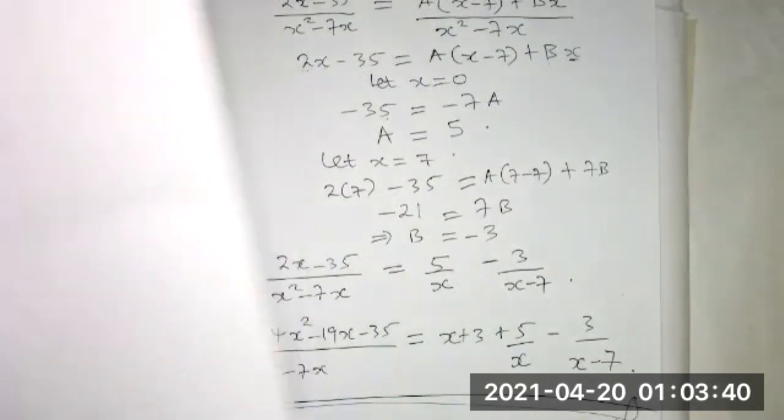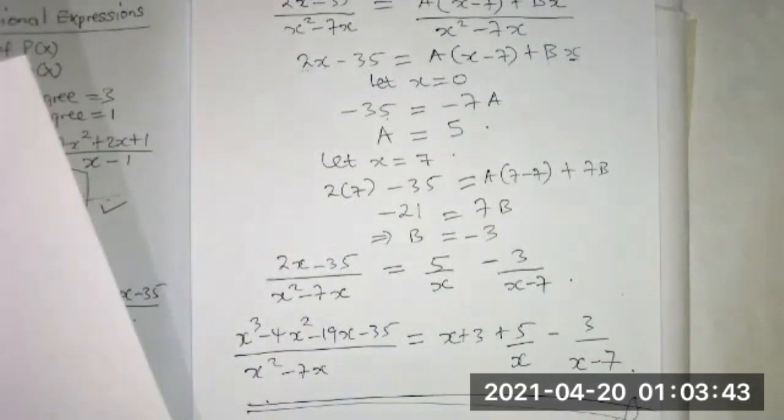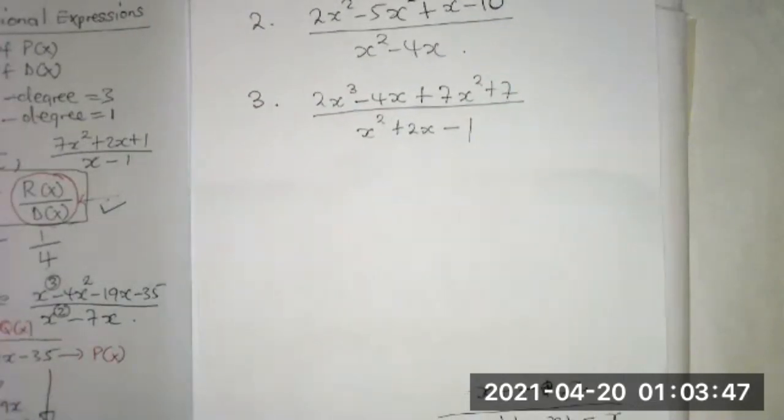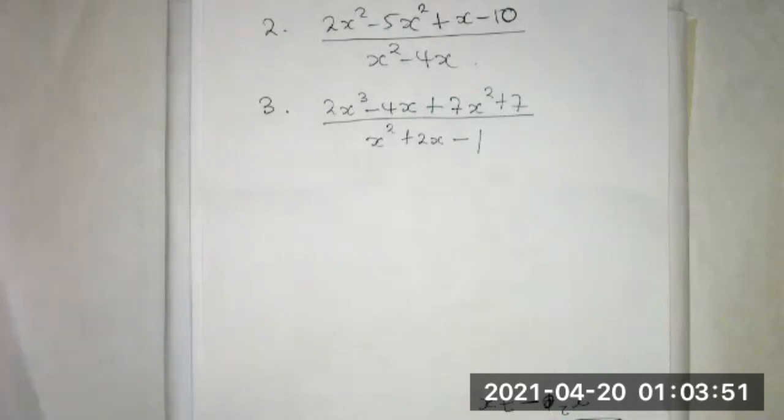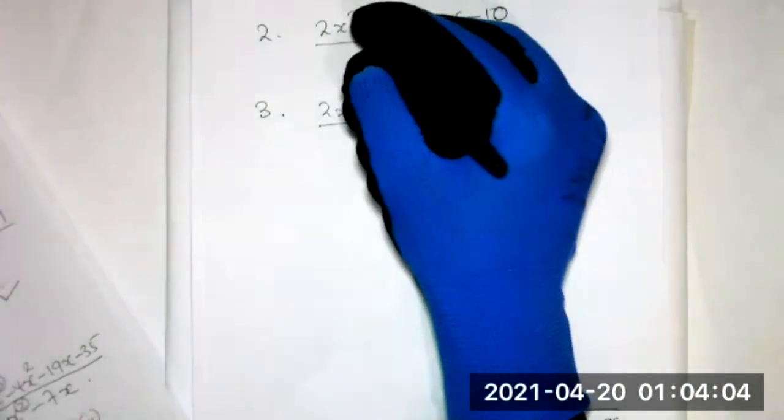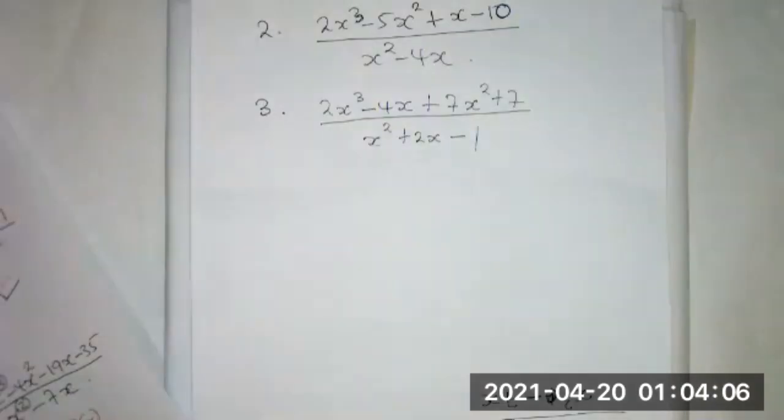Now, just for practice, I would request you to write down number 2, which is also asking you to partialize. That is 2x cubed minus 5x squared plus x minus 10 divided by x squared minus 4x.